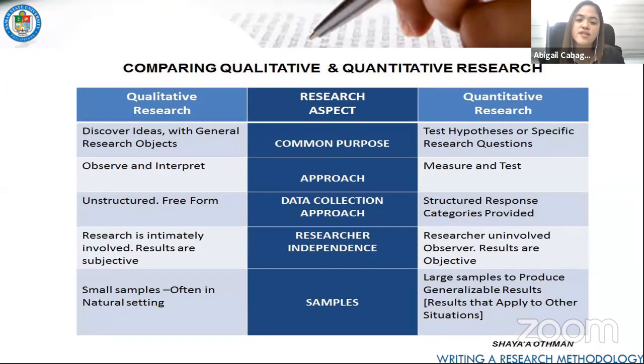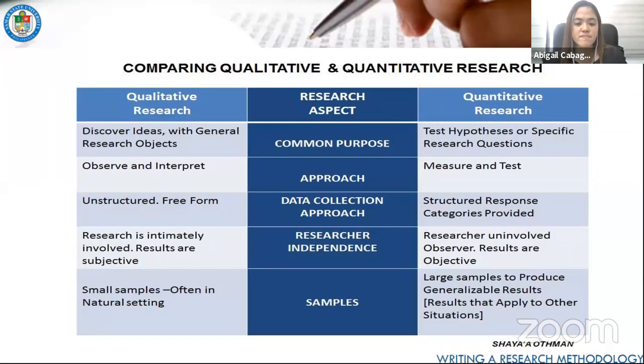And also in the data collection approach, in qualitative research, the data is in free form. The questionnaires are semi-structured or unstructured. In quantitative, the data collection approach is structured. It uses a structured response, and there are categories provided.